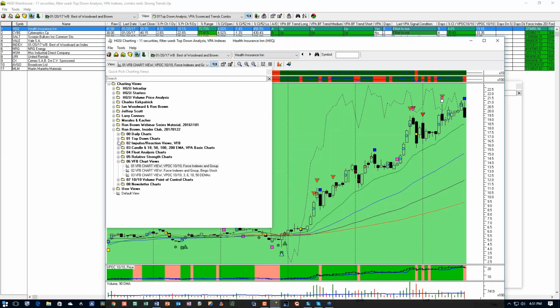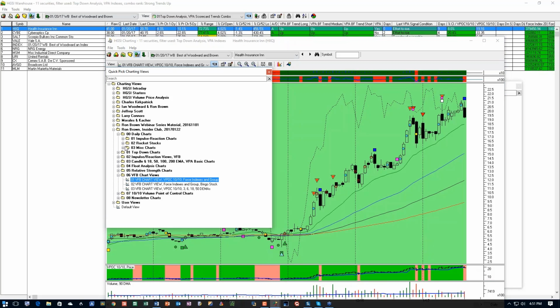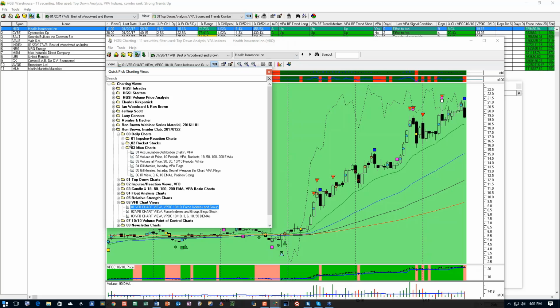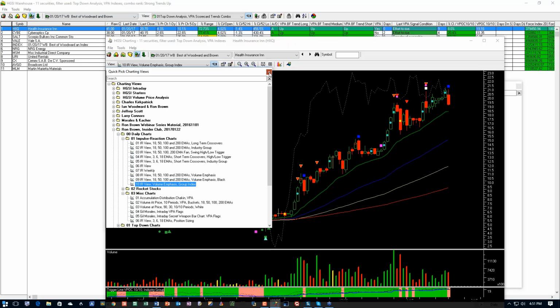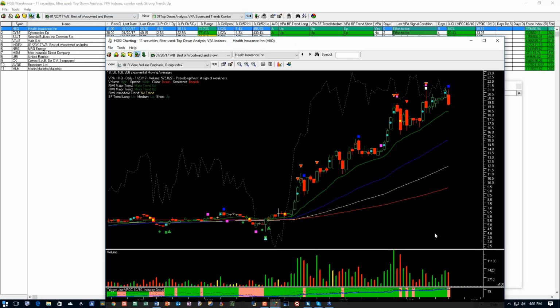Daily charts. What do I want here? I'll go back to this one. Okay, beautiful fan formation from clear back here. Right here is where it started. No VPA signal on that one. The VPA was back here before the fan really materialized.